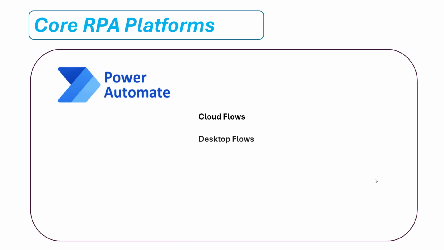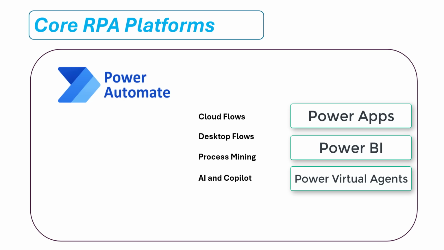Next one, Microsoft Power Automate. Microsoft Power Automate, formerly known as Microsoft Flow, is a cloud-based service used to create and automate workflows and business processes across a wide range of applications and services. It is a key component of the Microsoft Power Platform, which also includes Power Apps for building custom applications, Power BI for business analytics, and Power Virtual Agents for chatbots.